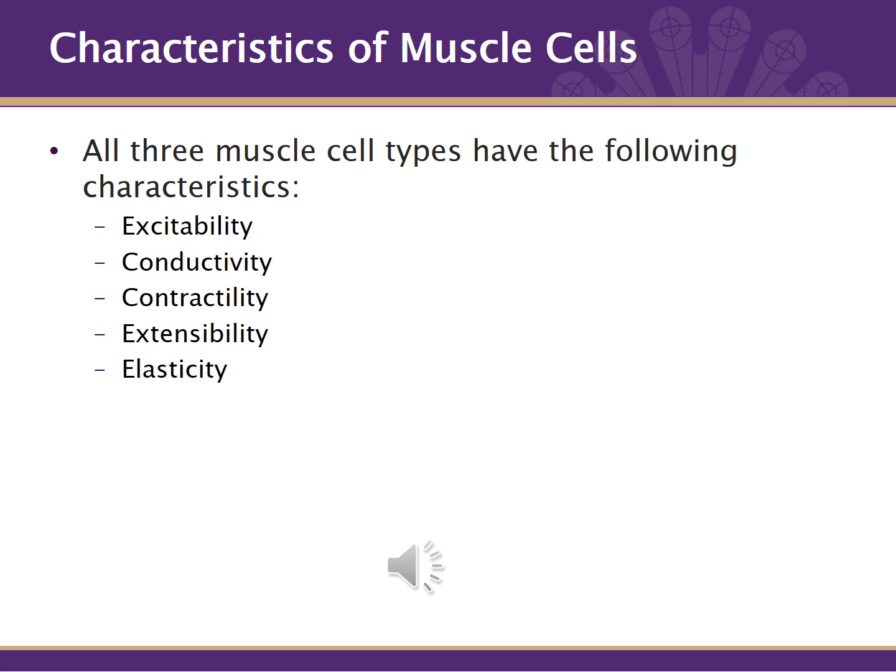All three types of muscle tissue have the following characteristics. Number one, excitability. Muscles respond to electrical signals or stimuli. Number two, conductivity. Muscles have the ability to carry electrical signals. Number three, contractility. Cells have the ability to shorten, which will pull on bones. Number four, extensibility. Muscle cells have the ability to stretch past their initial length. Number five, elasticity. Muscles have the ability to return to their original shape.